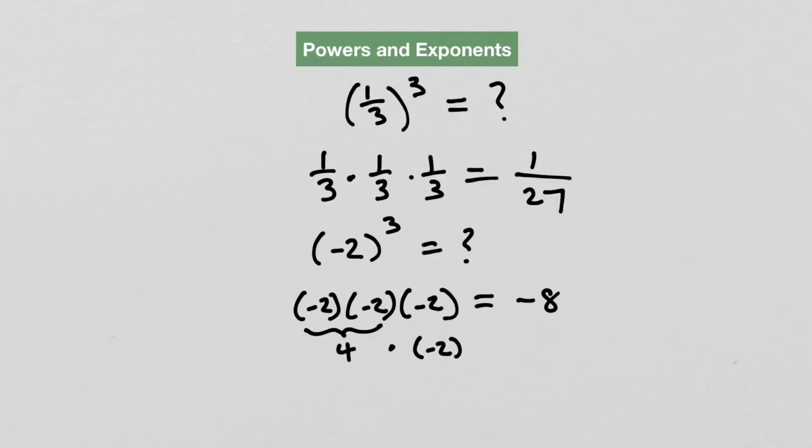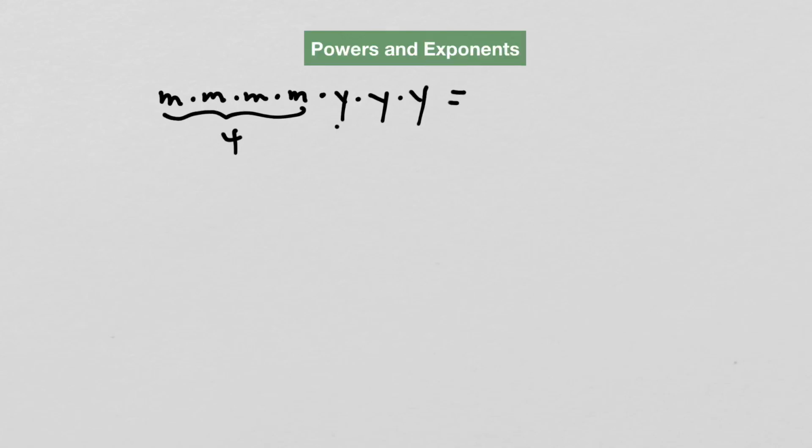All right, let's try this with some variables. Let's suppose you've got this, and we want to represent that in terms of exponents. The answer to this would then be, for m's we have 4 m's, y's we have 3 y's. So that would equal m to the 4th power y to the 3rd power.